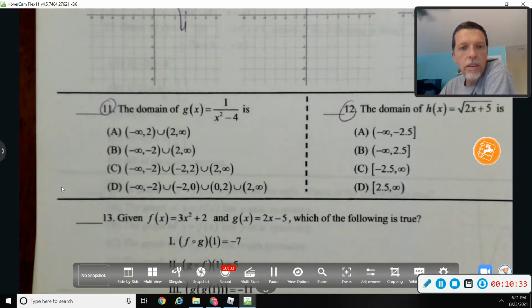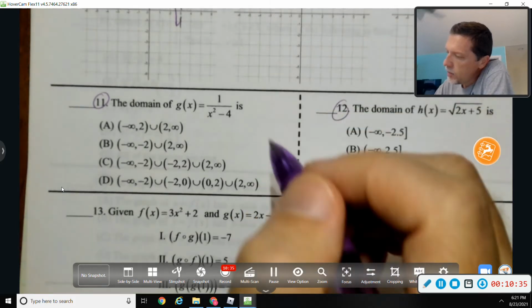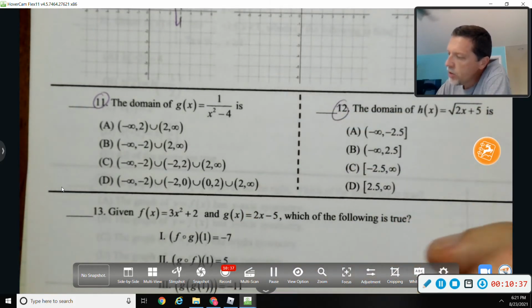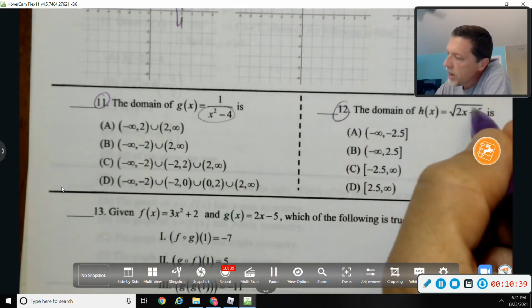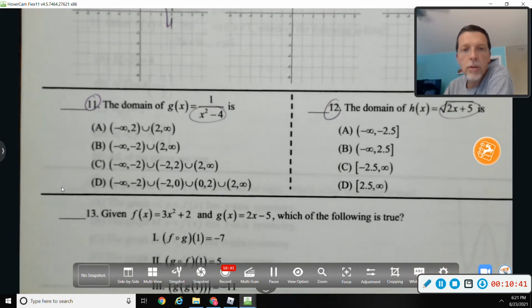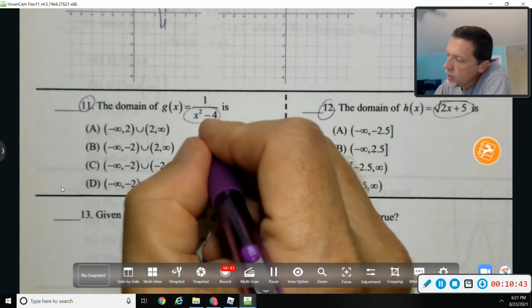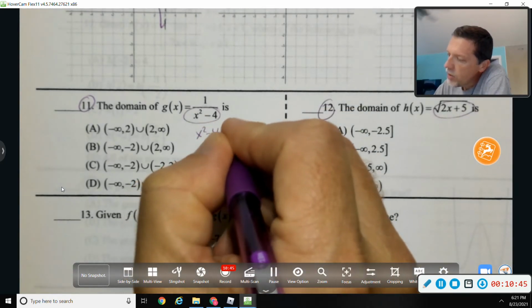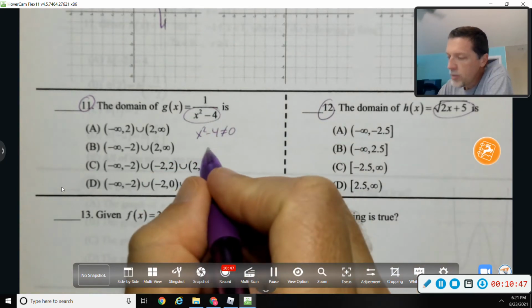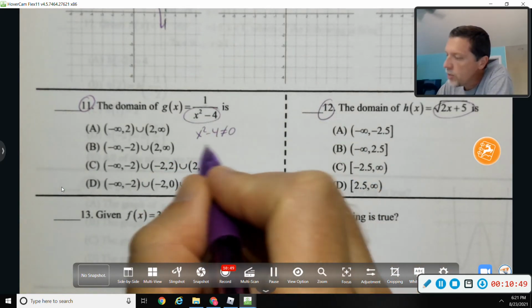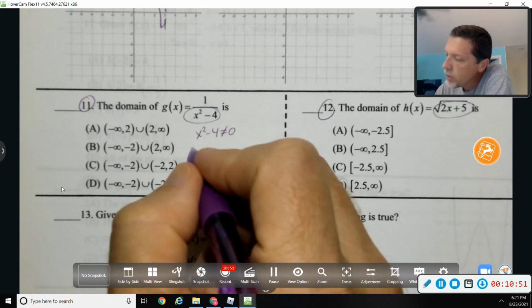Number 11, domain. Let's see, domain. There's only two issues with domains: denominators and square roots. Peeking ahead at number 12 there. So a denominator can't be equal to 0. You could factor that if you want to. You might be able to tell by looking what x can't be.